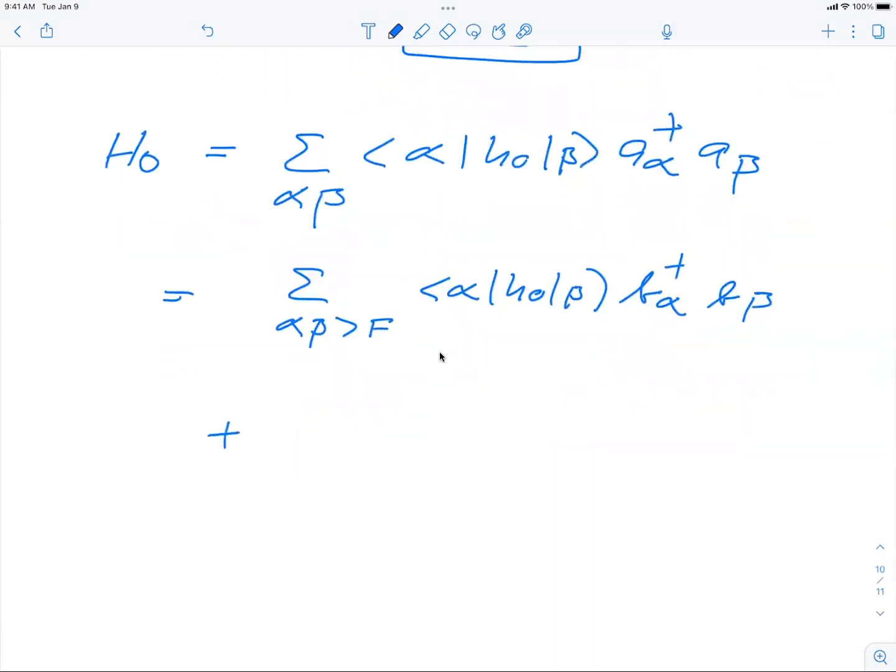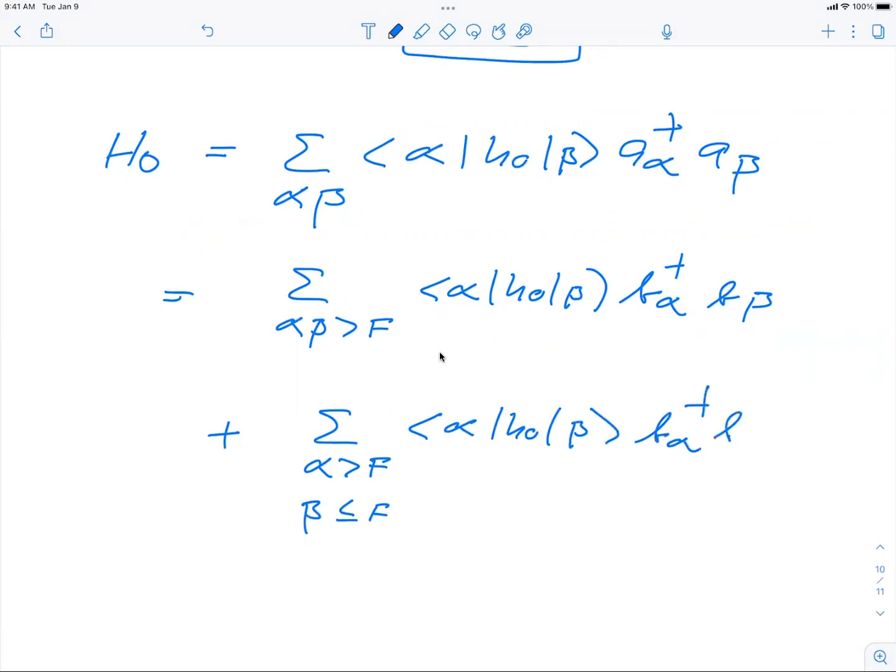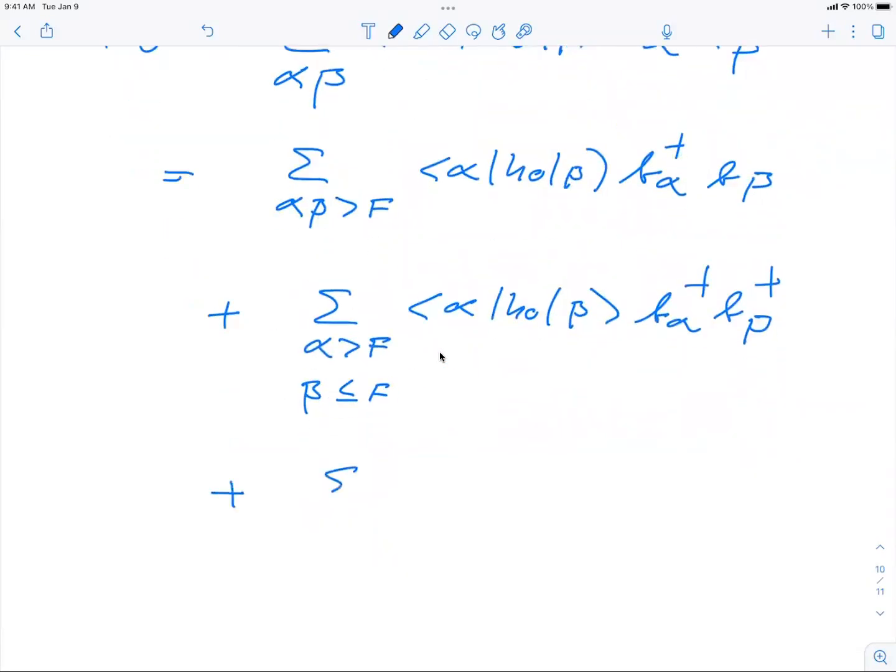So then when I look at it, I have two terms. I have to look at the case where alpha is larger than F and beta is less than F. So that's going to give me a term where, when I just plug in the operators, I'm going to get a B alpha dagger. But since this beta is a hole state, this becomes a B beta dagger. Then I'm getting a new term here where I have alpha less than F and beta larger than F. And then I'm going to have an alpha H0 of beta. And then I'm going to have a B alpha, B beta.